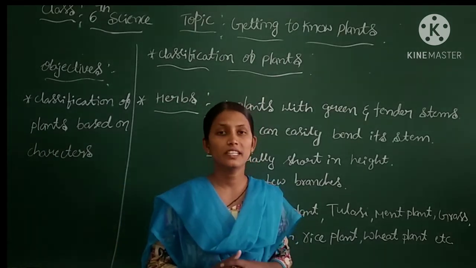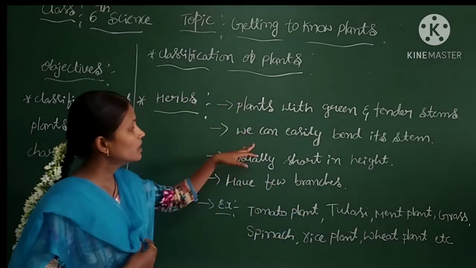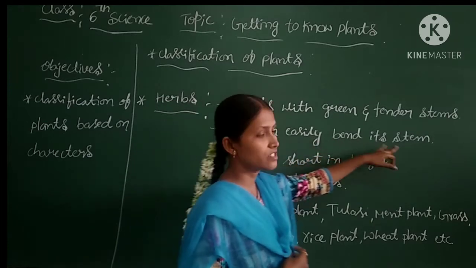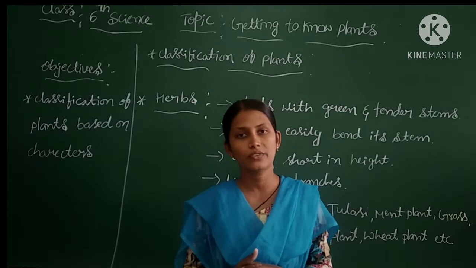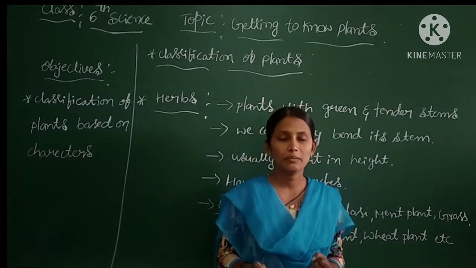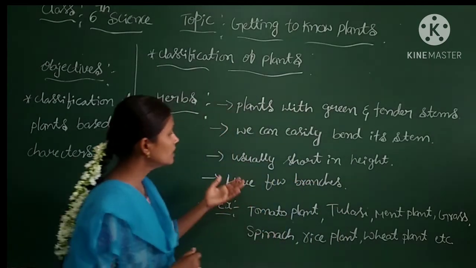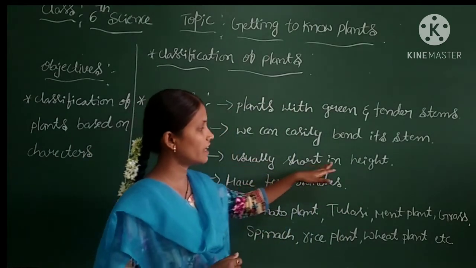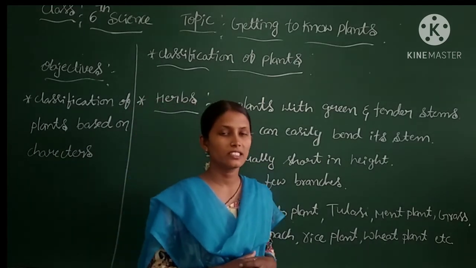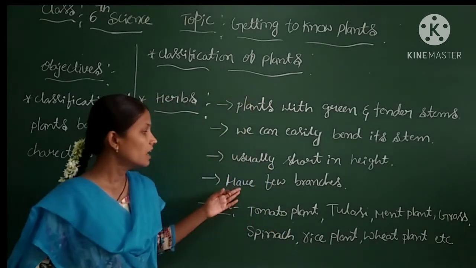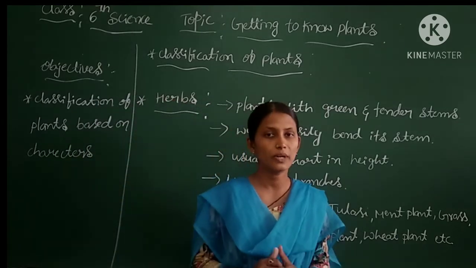With that they are green in color. These plants are green in color. Next one, we can easily bend its stem. As I said before, the stem of the herbs is very soft, so we can easily bend the stem of herbs. Next one, usually short in height. Usually these herbs are very short in height. Next one, have few branches. These herbs have only a few branches.